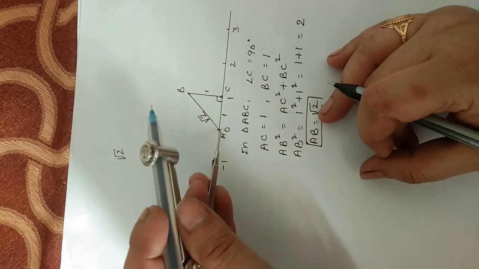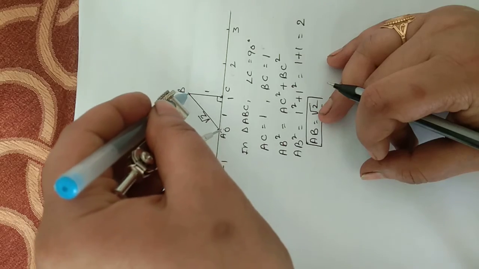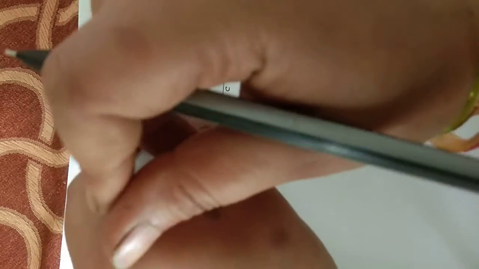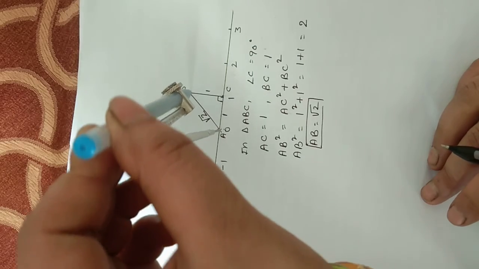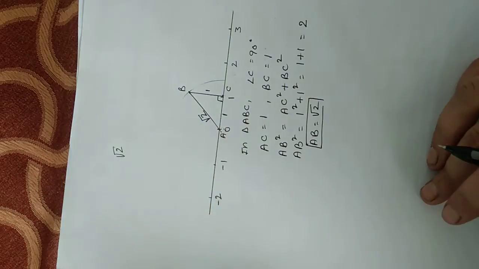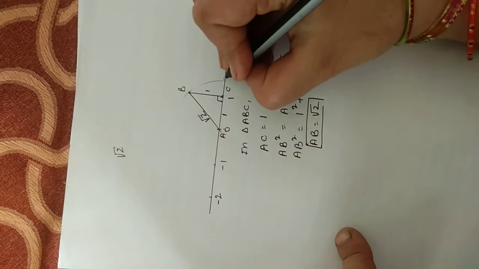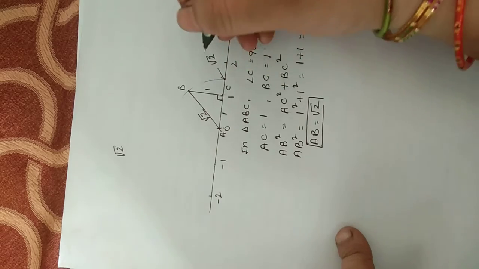Now the question is, you have to represent that root 2 on number line. For representation of it on number line, what will we do? Take distance AB in your compass. Okay. And what will you do? With AB as distance in your compass, you will draw an arc. Okay. So you will get that point on number line. This point represents root 2 on number line.